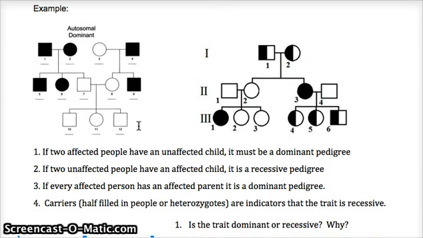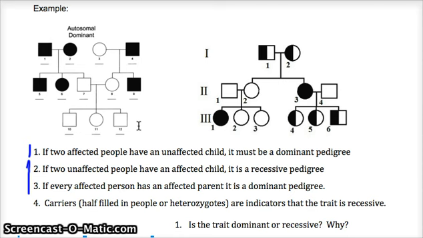Alright, so this is autosomal dominant. I already told you that this one's autosomal dominant. And down here we have 4 little things that give you an idea if it's dominant or recessive. Alright, if it's dominant, if 2 affected people have an unaffected child, it must be a dominant pedigree.